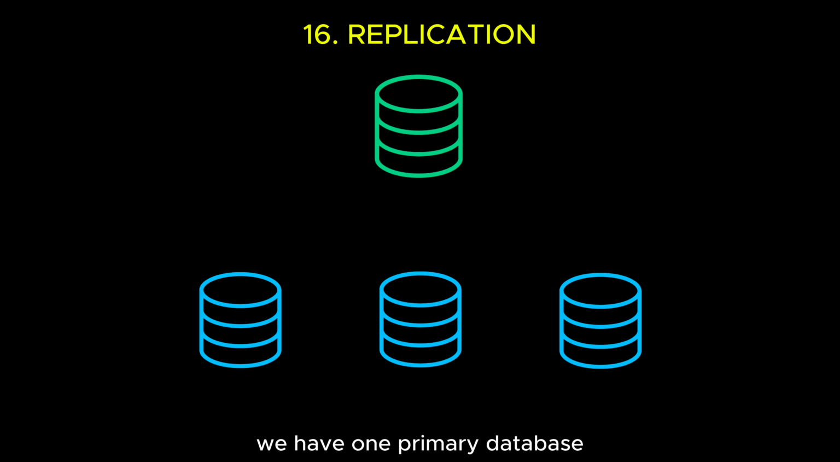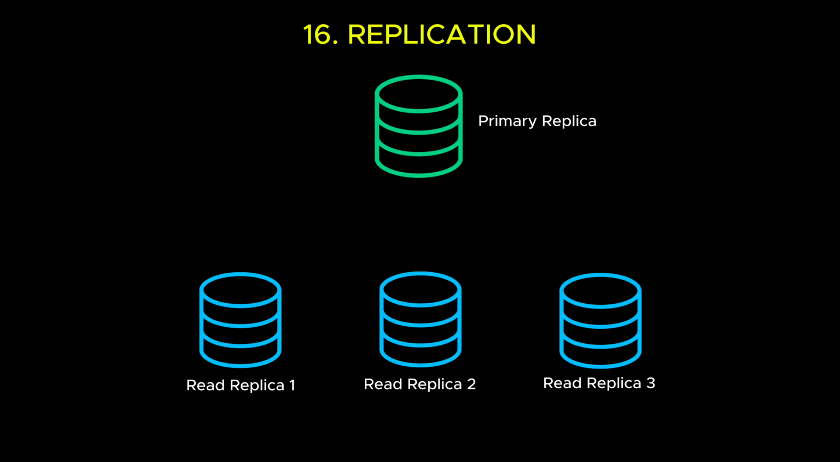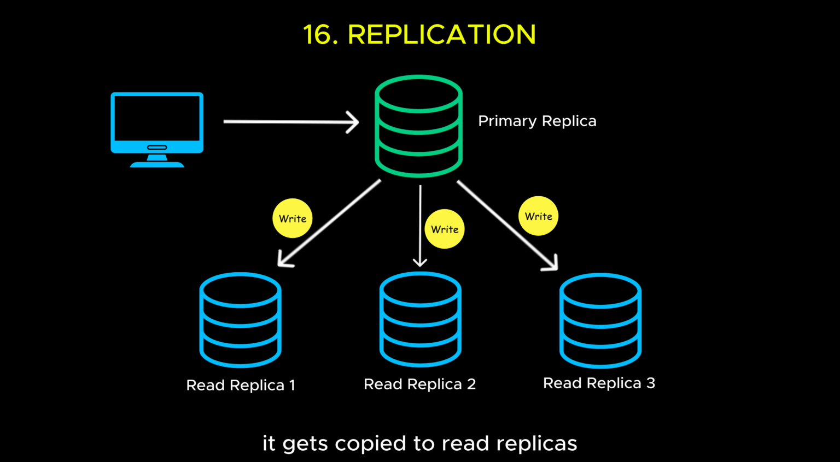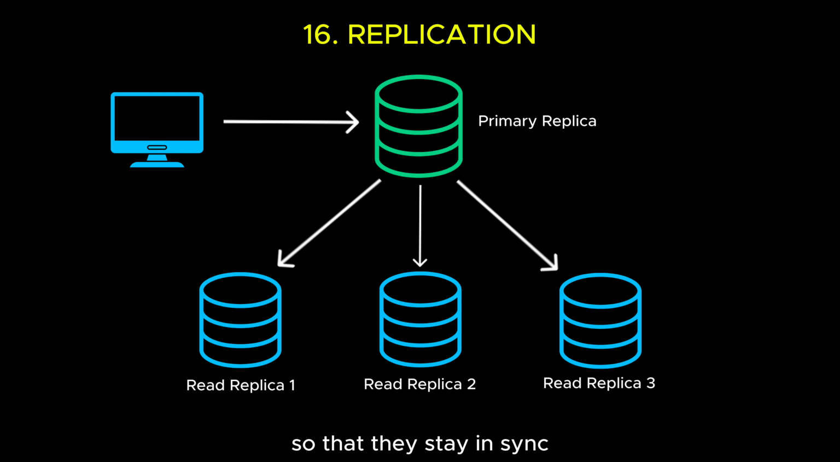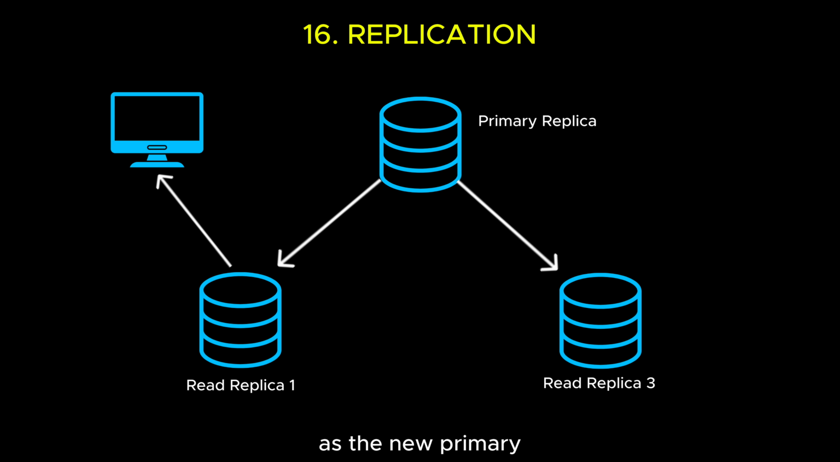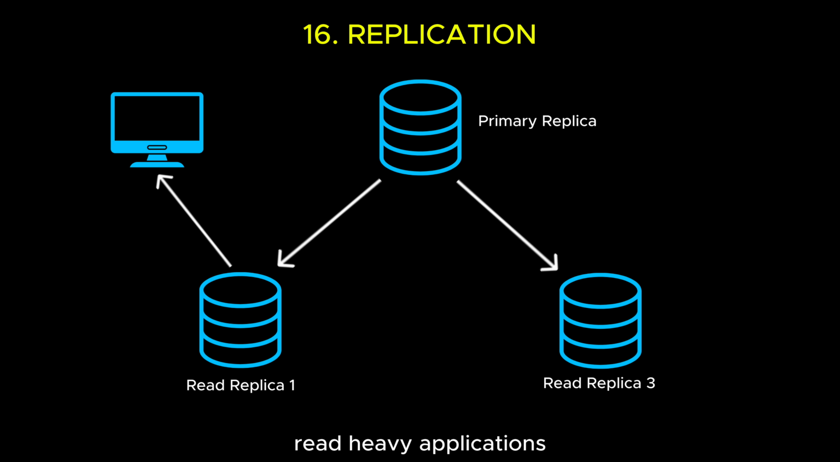We have one primary database, also called the primary replica, that handles all write operations. We have multiple read replicas that handle read queries. Whenever data is written to primary database, it gets copied to read replicas so that they stay in sync. Replication improves the read performance since read requests are spread across multiple replicas, reducing the load on each one. This also improves availability since if the primary replica fails, a read replica can take over as the new primary. Replication is great for scaling read-heavy applications.